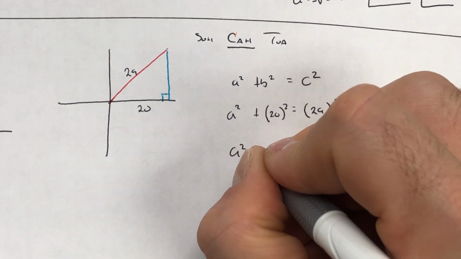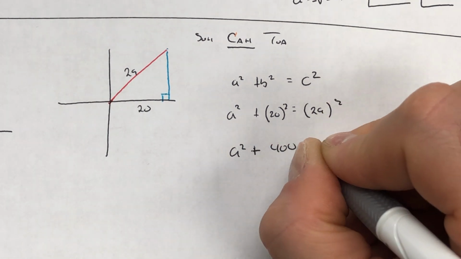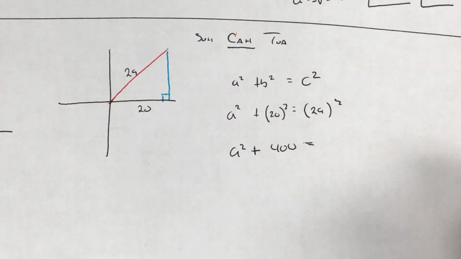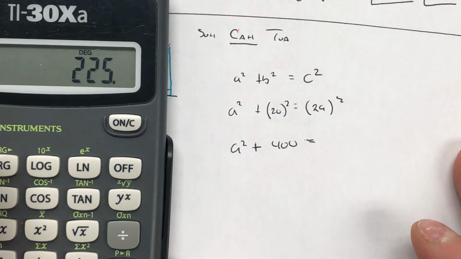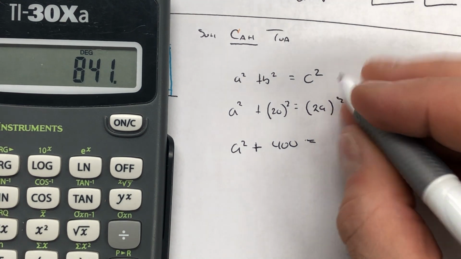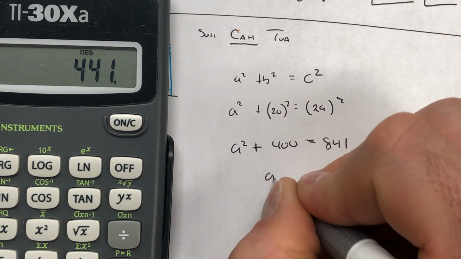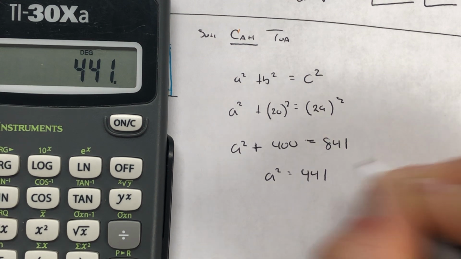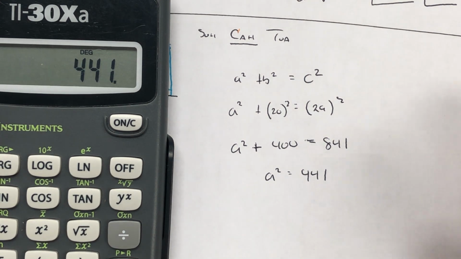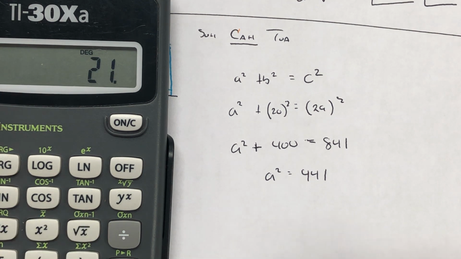Yeah. So a squared plus 400 is equal to whatever 29 squared is. Again, I don't know about you, but I don't know what 29 squared is. So 29 squared is 841. If I subtract 400, I get 441. And if I square root that, the square root is going to be 21.